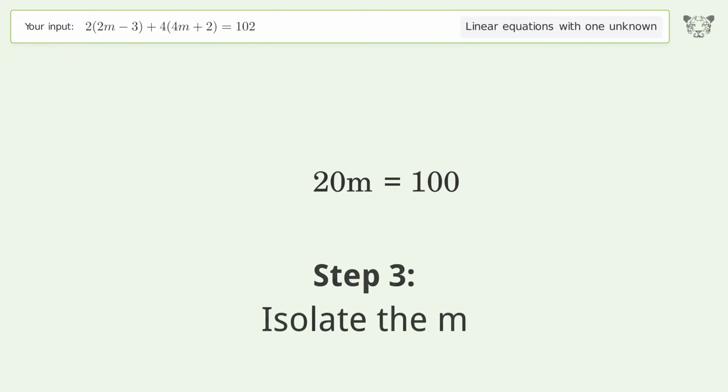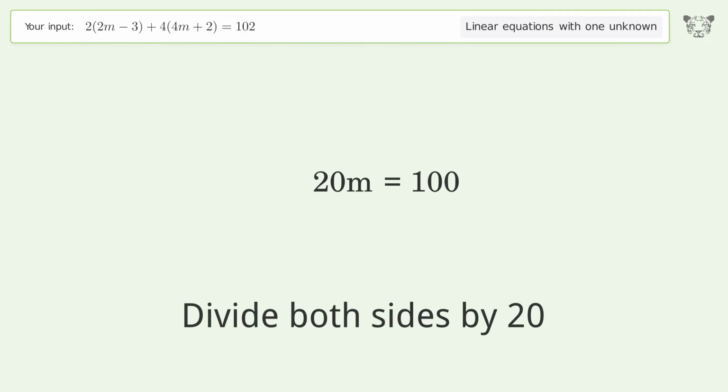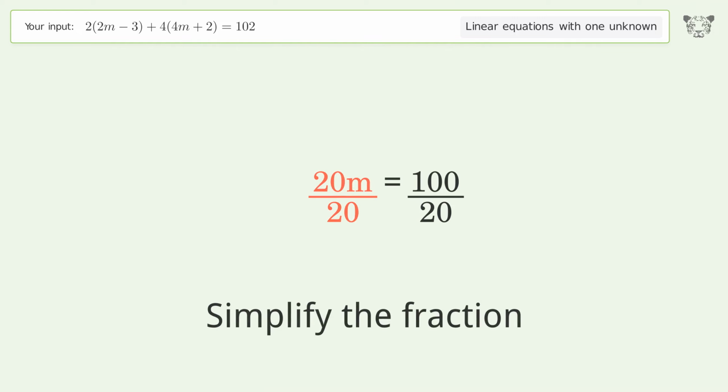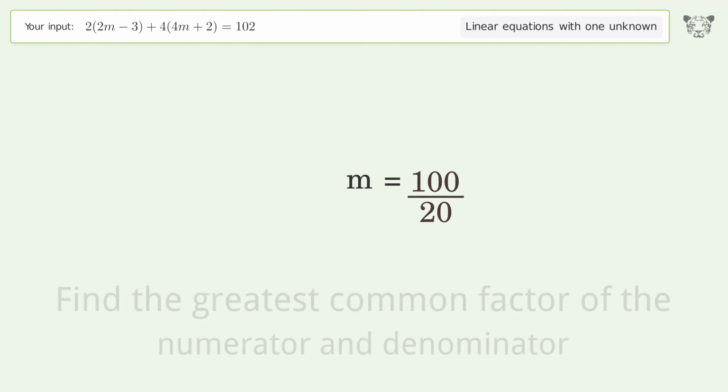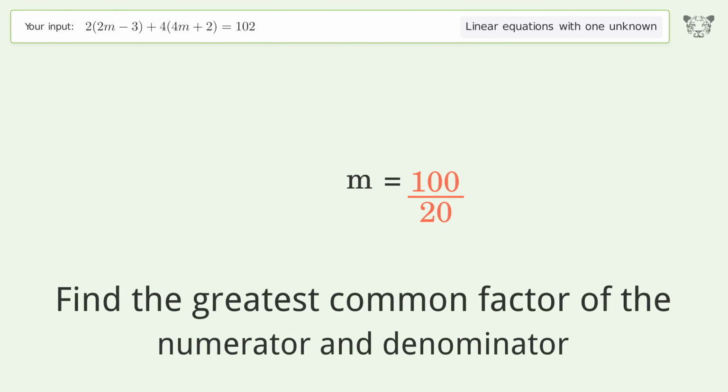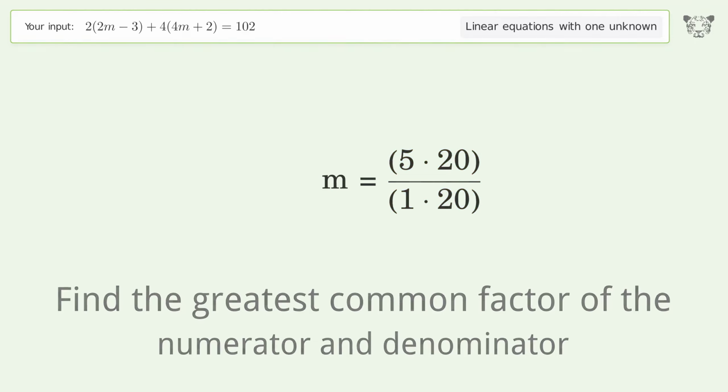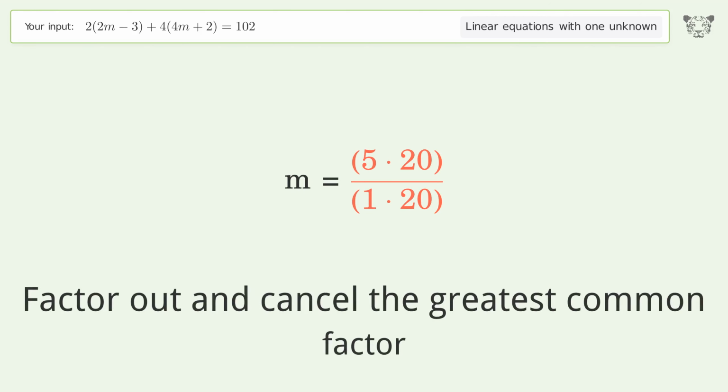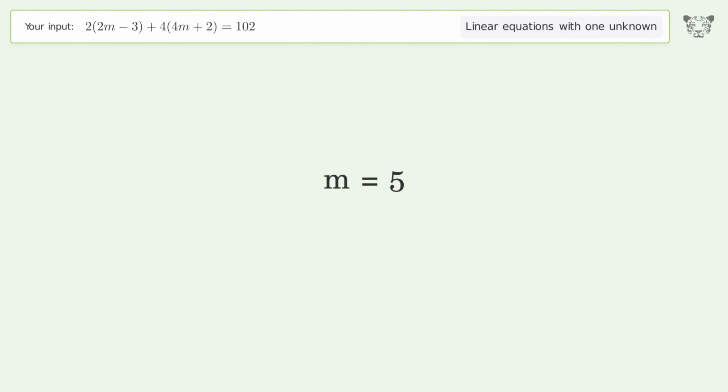Isolate the m. Divide both sides by 20. Simplify the fraction. Find the greatest common factor of the numerator and denominator. Factor out and cancel the greatest common factor. And so the final result is m equals 5.